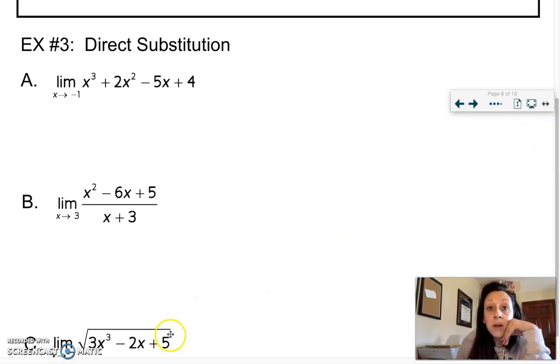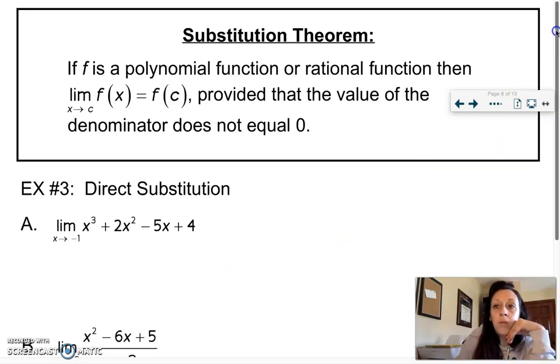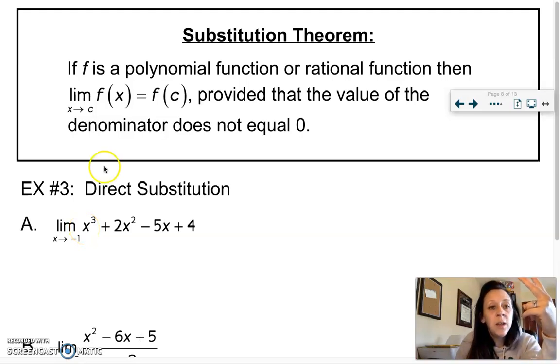C would also be considered a rational function because it's got a radical over top. Then it says that the limit of the function as you're approaching some value is equal to f of c. F of c just means the y value at that certain point. So what this will allow you to do is take a shortcut. If you've got a polynomial or a rational function, essentially you can just take whatever value the limit is asking you to approach and substitute it in for x in the equation, and that will give you your limit.